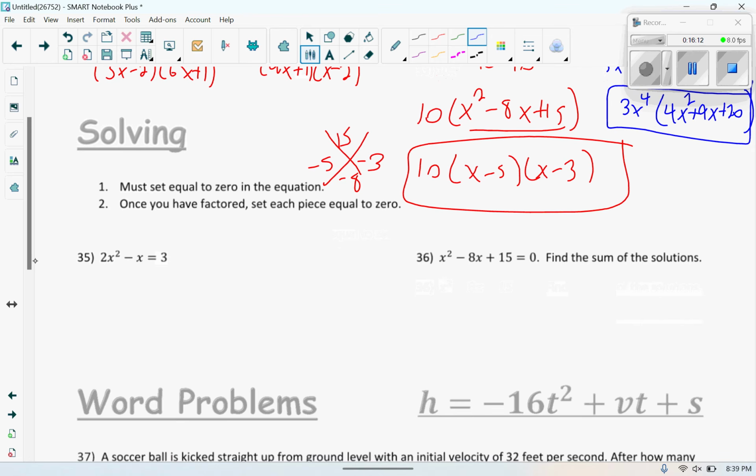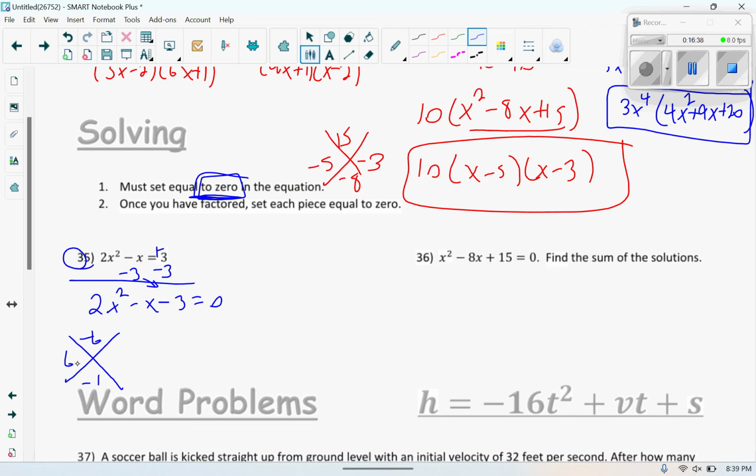Okay, let's talk about solving. So solving, this is very, very important. You have to make sure it's equal to 0. So let's look at 35. So I don't like that 3 over there, so I'm just going to move it over. So it looks like that. So basically, if it's positive over here, it's going to become negative when it moves across. Okay, so I'm going to factor this.